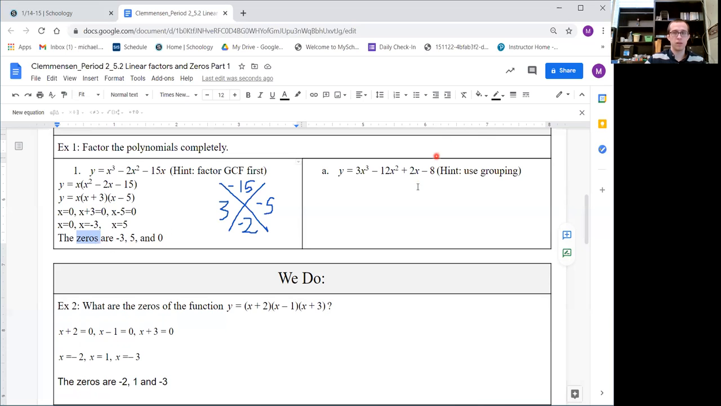So let's go on to A over here right now. Who can tell me, if I can click on the right spot, how to group? How do I factor by grouping? Maybe explain that to me.